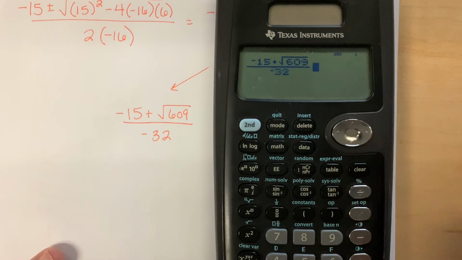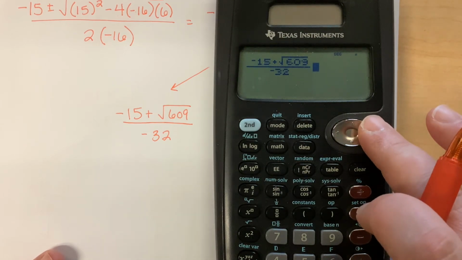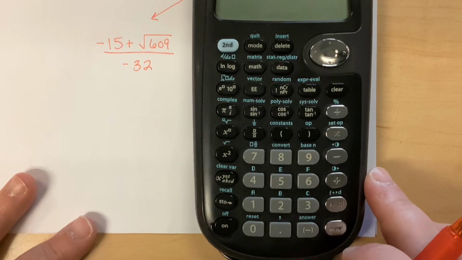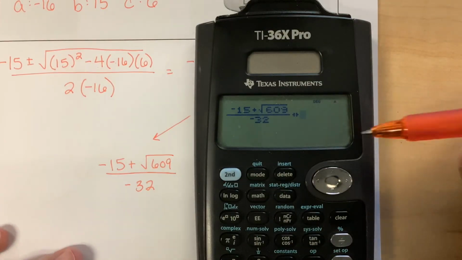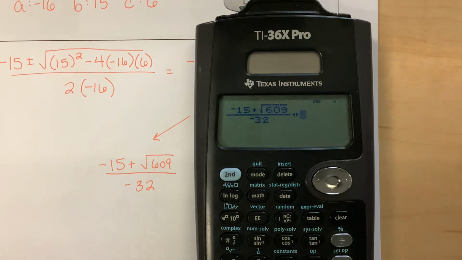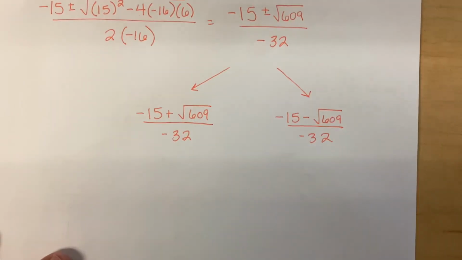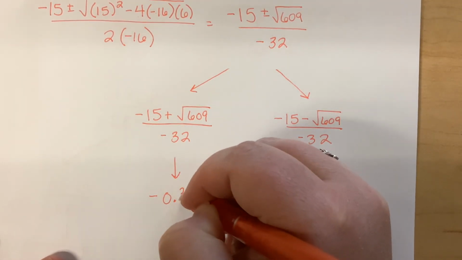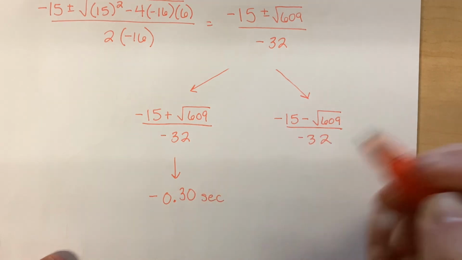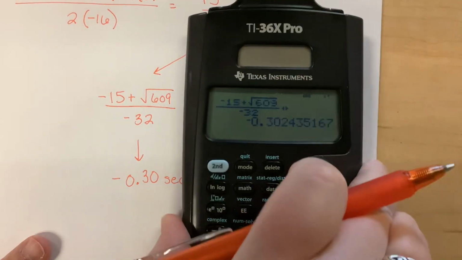Now, I want to make sure that I get a decimal and not just a simplified radical, so I'm going to arrow out of the fraction, and then the button right above the enter key gives you this double arrow looking thing in the calculator. That's what tells the calculator to give you a decimal. So I'm going to hit enter, and I get negative 0.30 seconds.